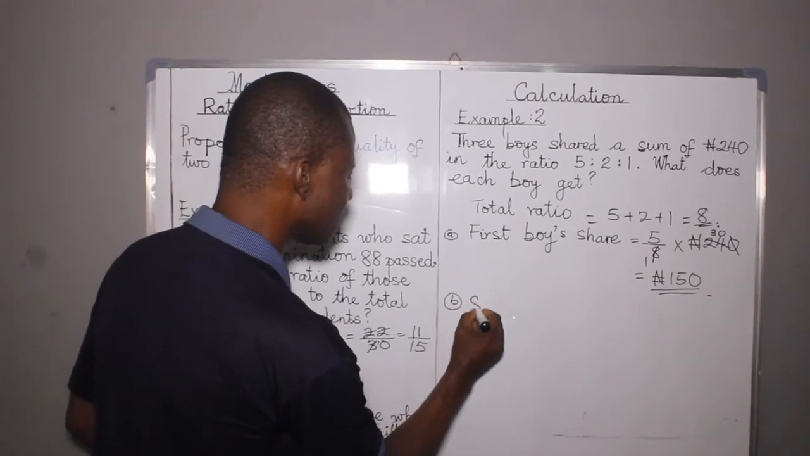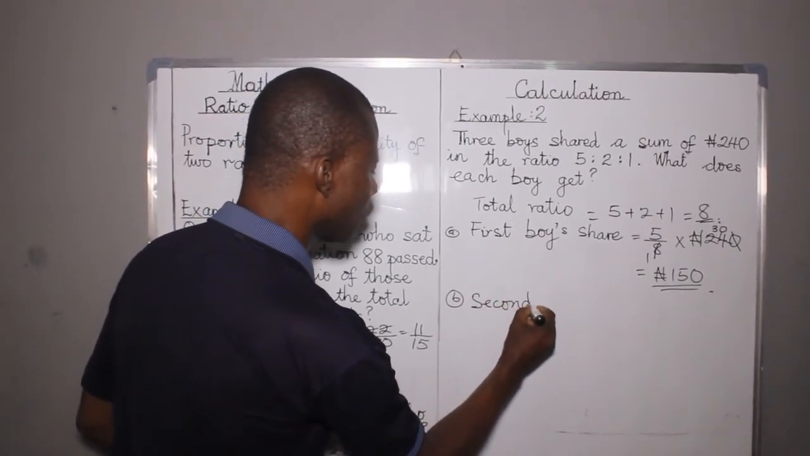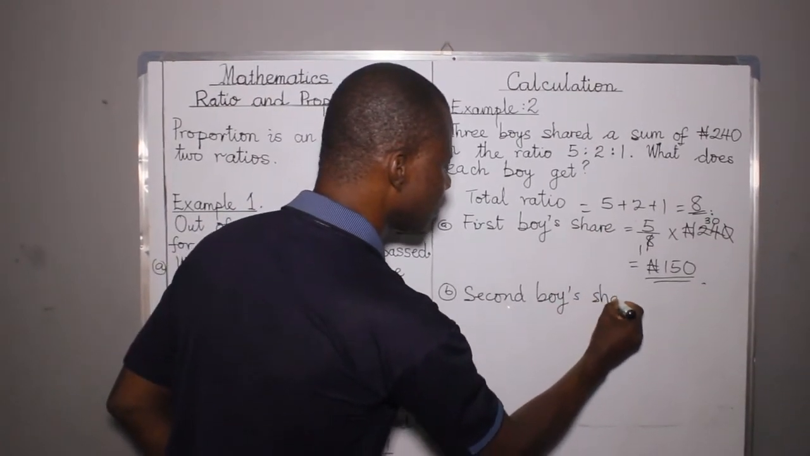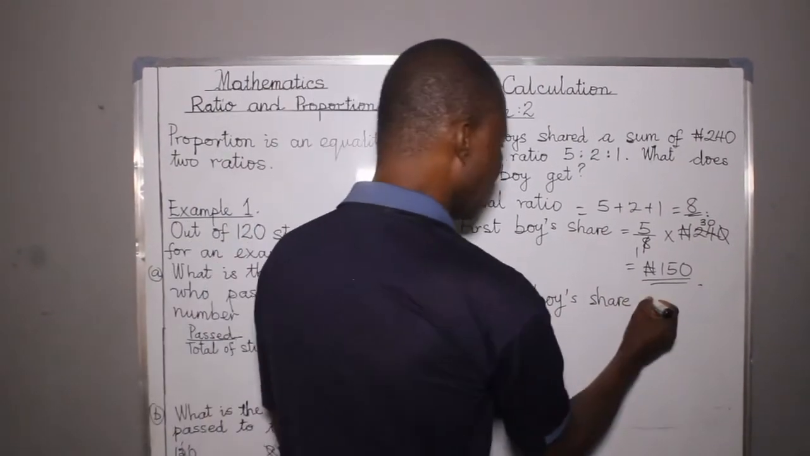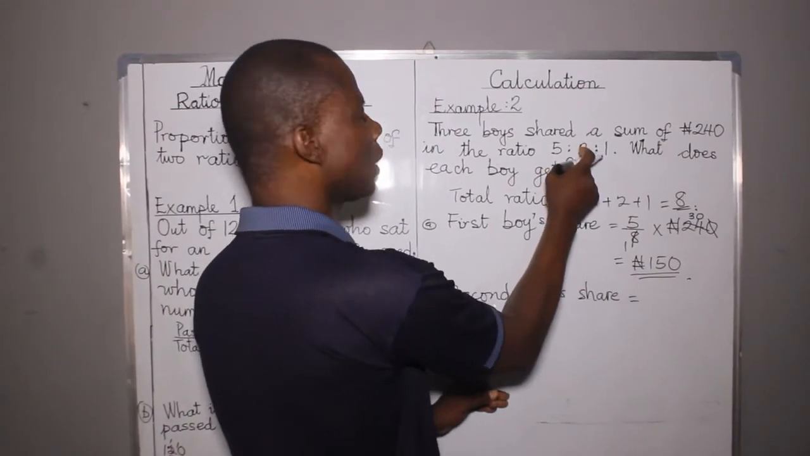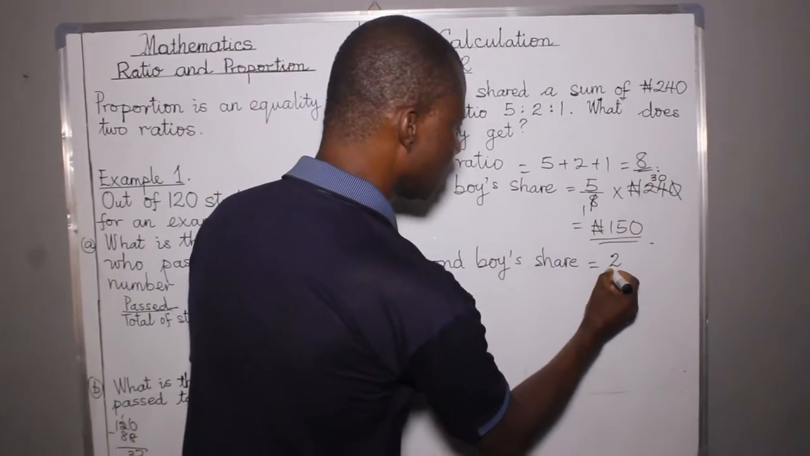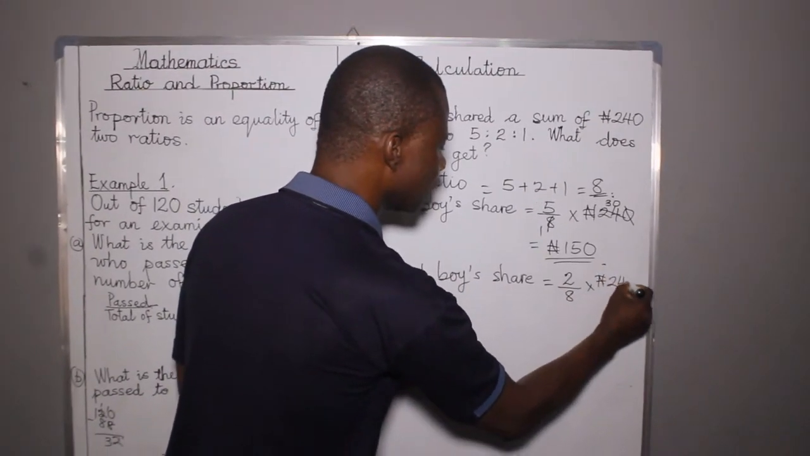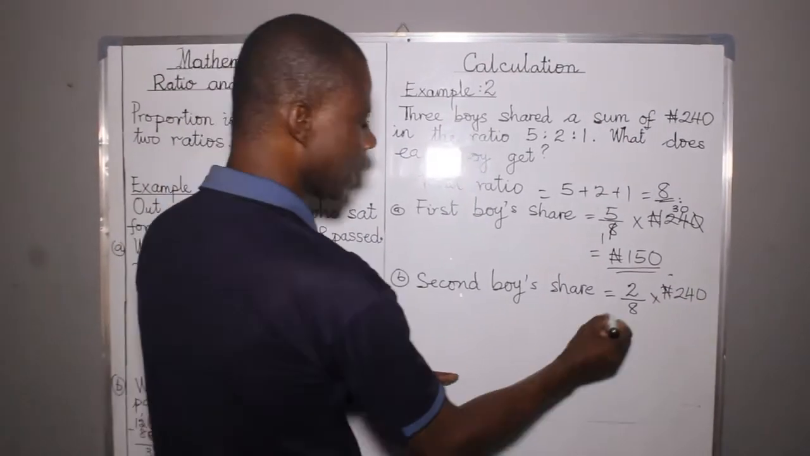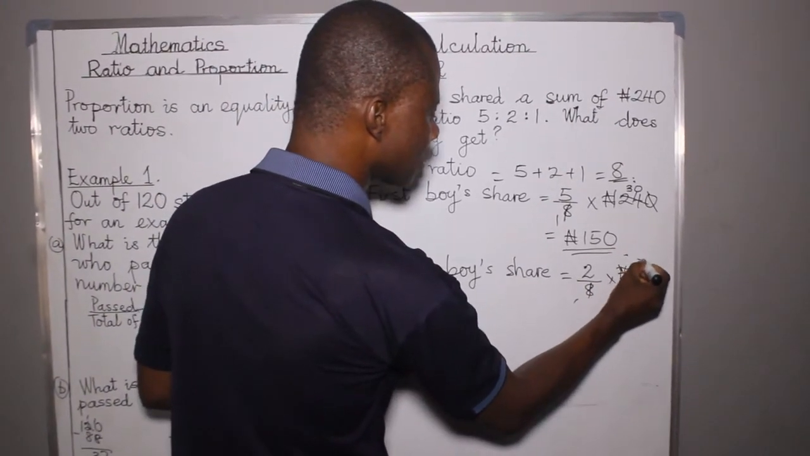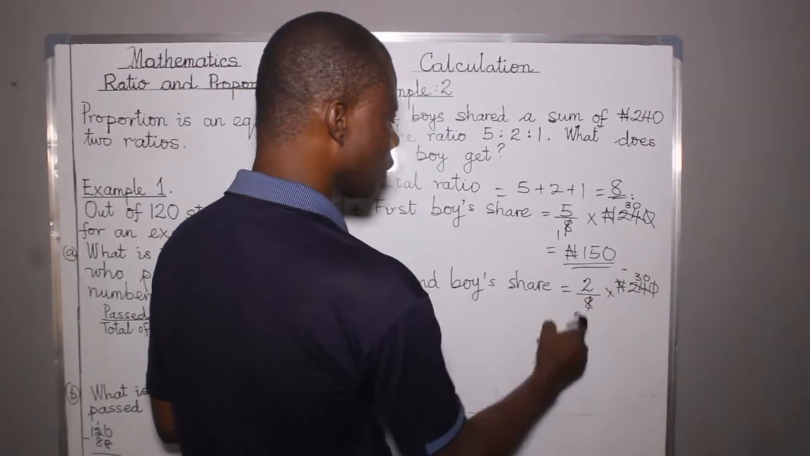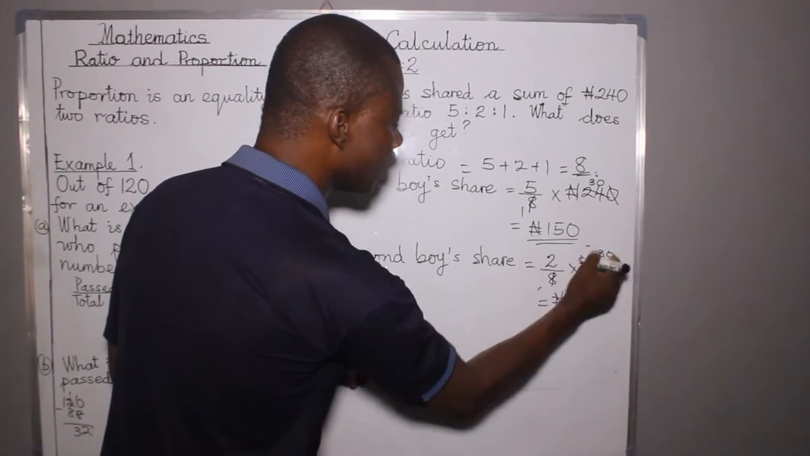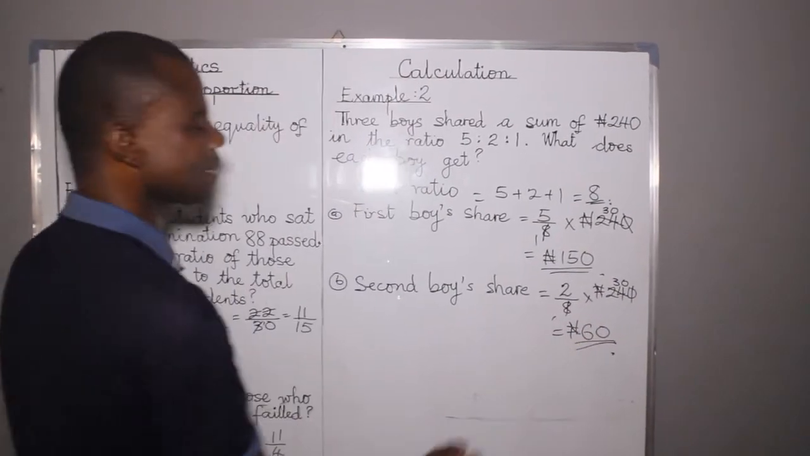Second boy's share. And that's going to give us, the second boy has 2 out of 8 times 240 naira. Same way, it goes here 1, it goes here 3, it goes in 0, 0. 2 times 3, and that gives us 6. And 2 times 0, 0, which gives us 60 naira.